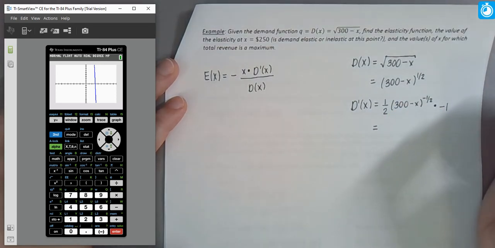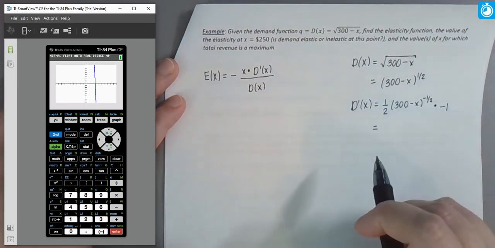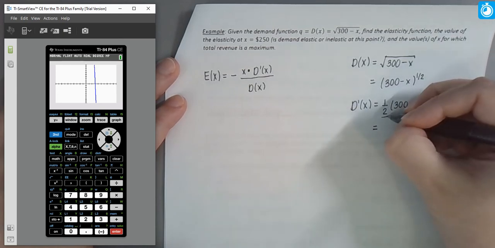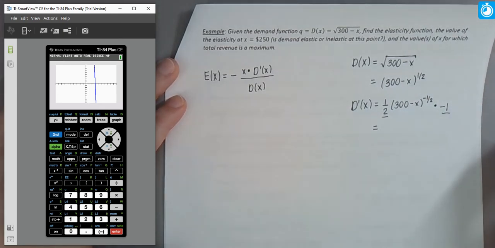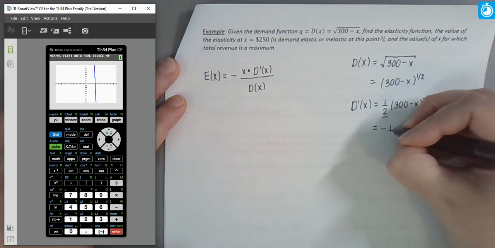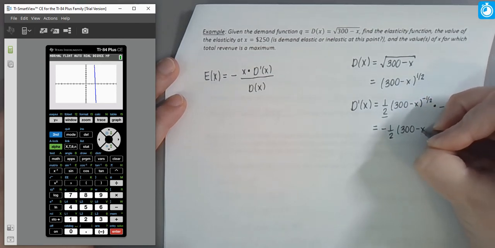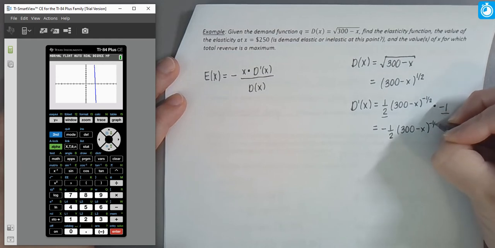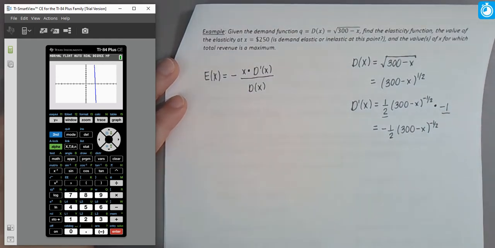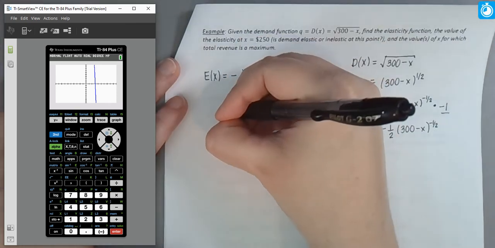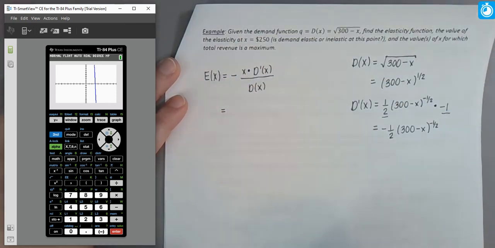Now don't spend a ton of time manipulating this right now. All I would say is really worth doing is maybe go ahead and multiply those two constants together. So that would give us negative 1/2 times 300 minus X to the negative 1/2 power. And we'll just leave it like that for now. We're just going to plug it in that form, and then we'll see what needs to happen once everything is substituted into our expression for elasticity.